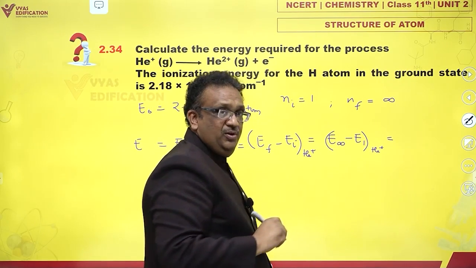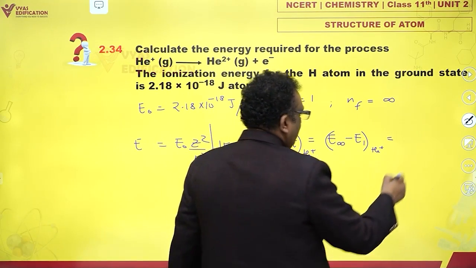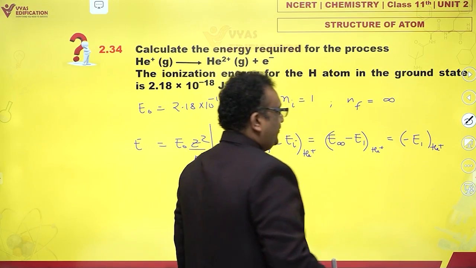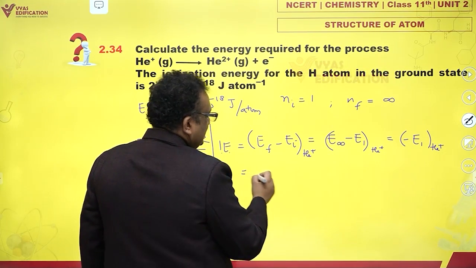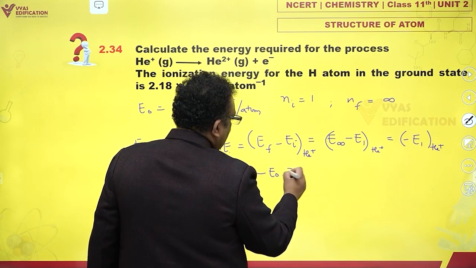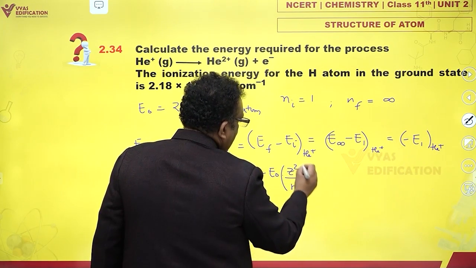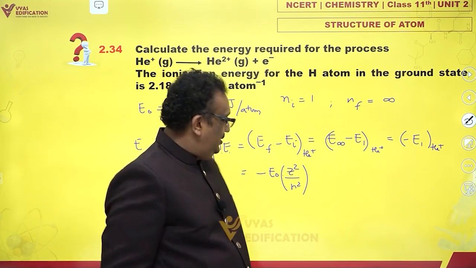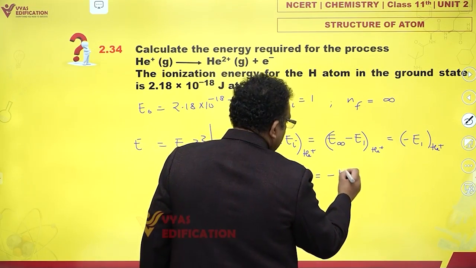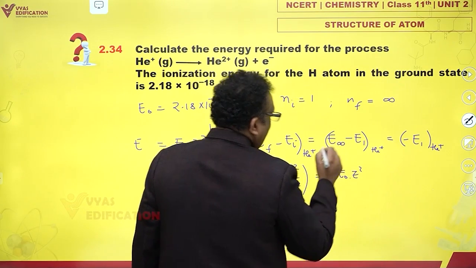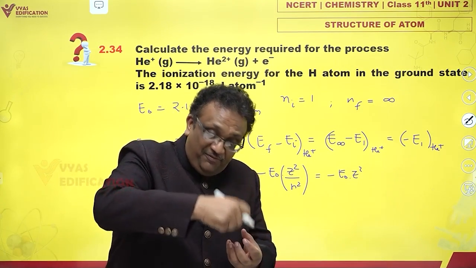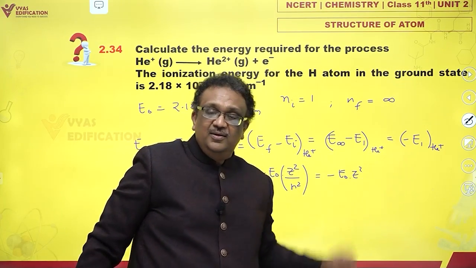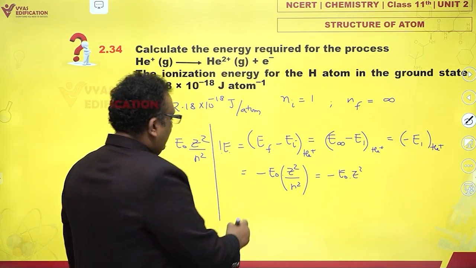And E infinity is 0. At infinity, there is no energy. This is minus of E1 for He+. And how much is this? This is minus of E naught into Z square upon N square. And 1 means N is equal to 1. So this is minus E naught Z square, because we are taking the electron away from the first shell to infinity. So N1 is 1. Yeah, N is 1. That is why 1.